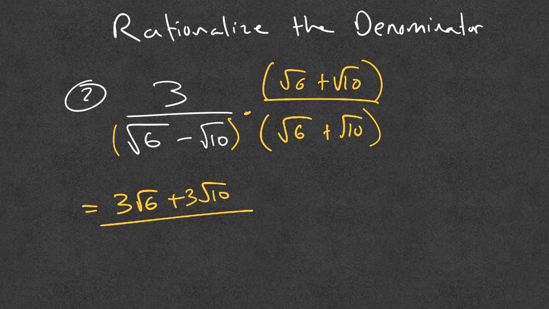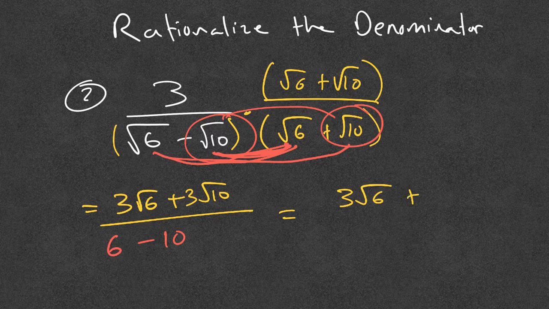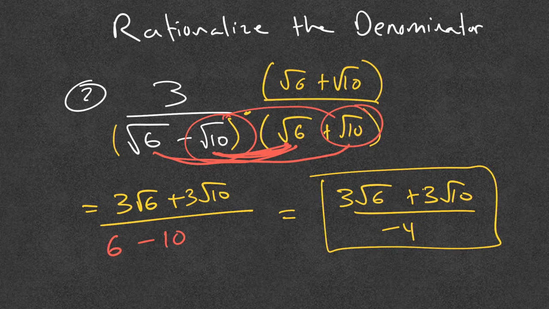On the bottom, okay, here's where we're going to start to try to shorten it up. Root 6 times root 6 is root 36, but isn't that just 6? Root 6 times 10, and the negative 10 times root 6, those are going to cancel out, so I don't even have to do those. So then finally I have to do the negative root 10 times the root 10, which would be minus root 100, but that's just 10. So this is what I get. And then we can simplify that to 3 root 6 plus 3 root 10 over negative 4. And there's our answer.